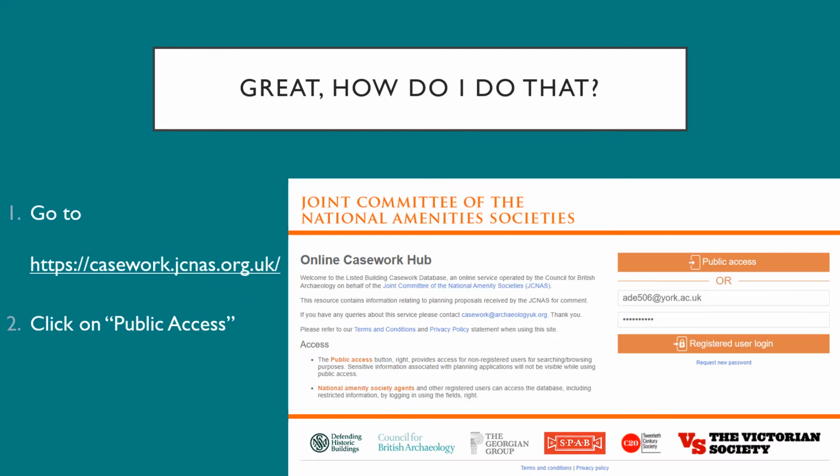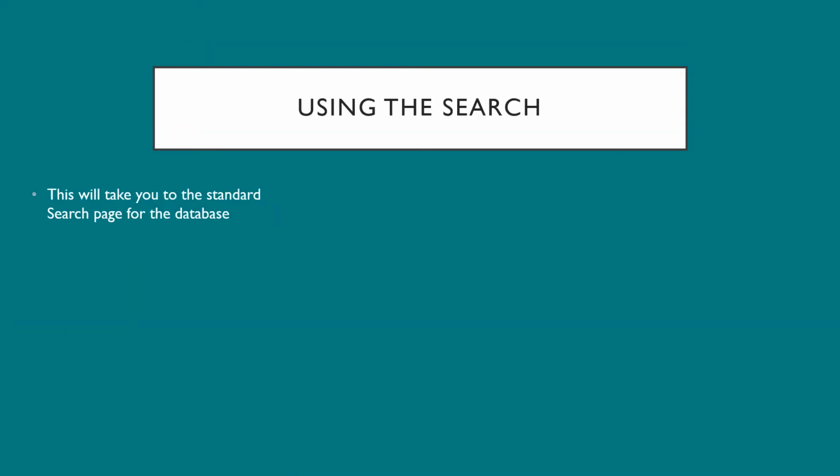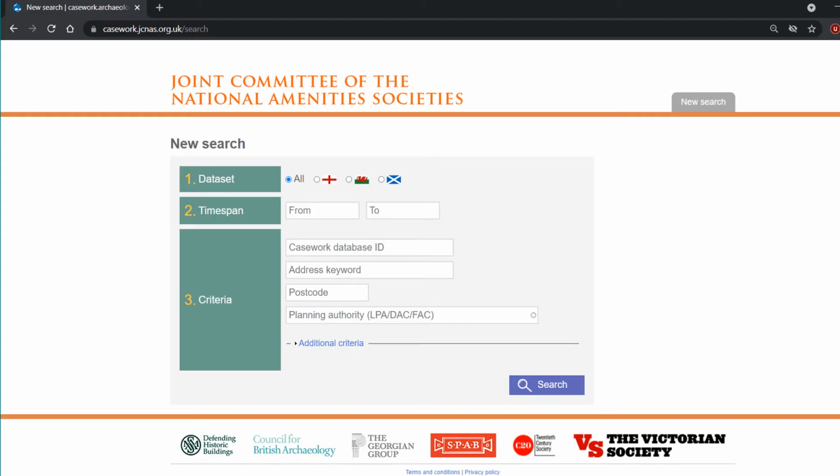So to find all the information stored on the database, all you have to do is go to casework.jcnas.org.uk, click on the Public Access button. You don't need to log in to be able to find all the casework that's logged there. Once you click on Public Access, this will take you straight to the search page for the database. That'll look like this. Now, I'm not logged in on this screenshot, so this is exactly what you will see when you use the public access option.